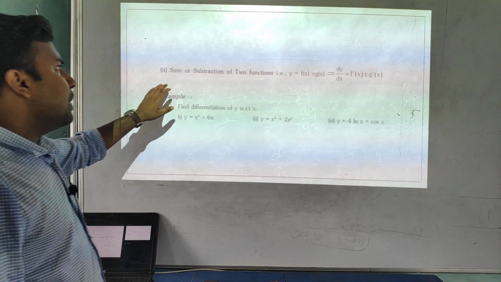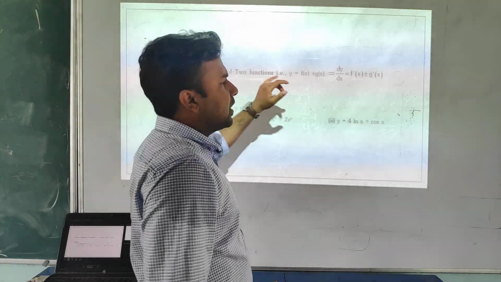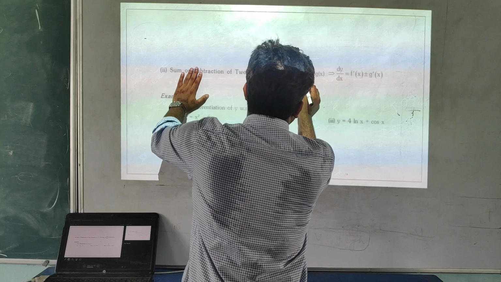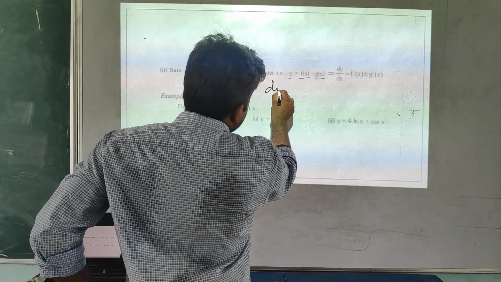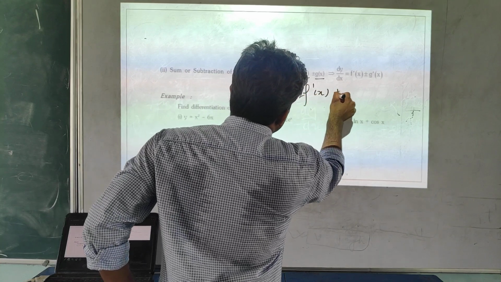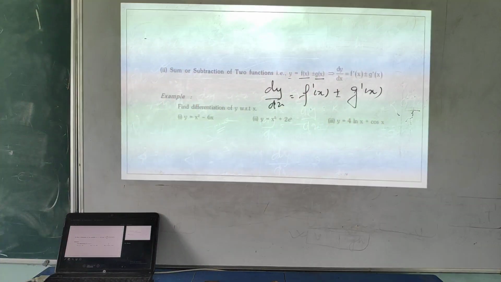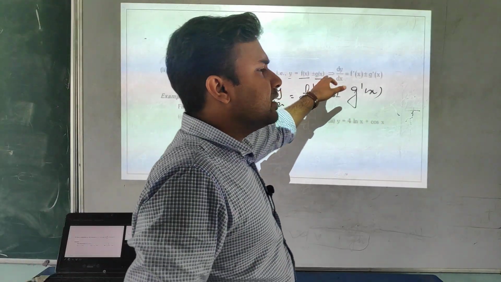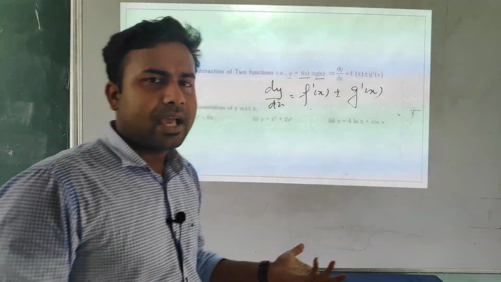Okay students, for addition and subtraction of functions: if we have a function y equal to f of x plus or minus g of x, then dy by dx equals f dash x plus or minus g dash x. It means if two functions are given in addition or subtraction form, you differentiate them separately and then add or subtract.